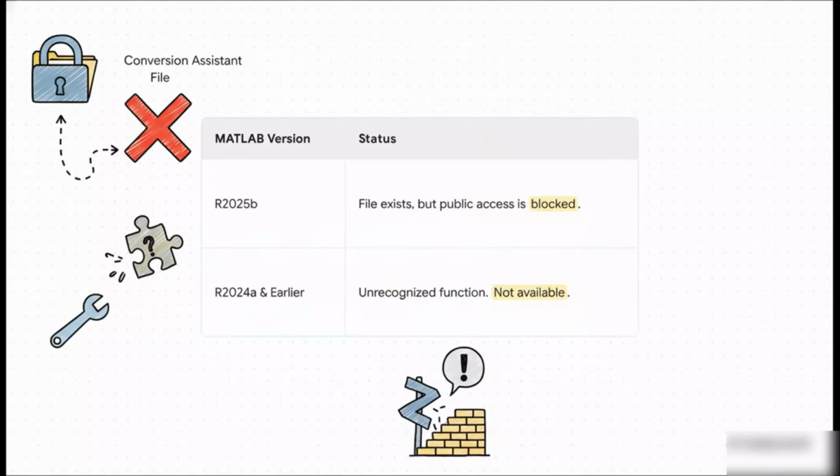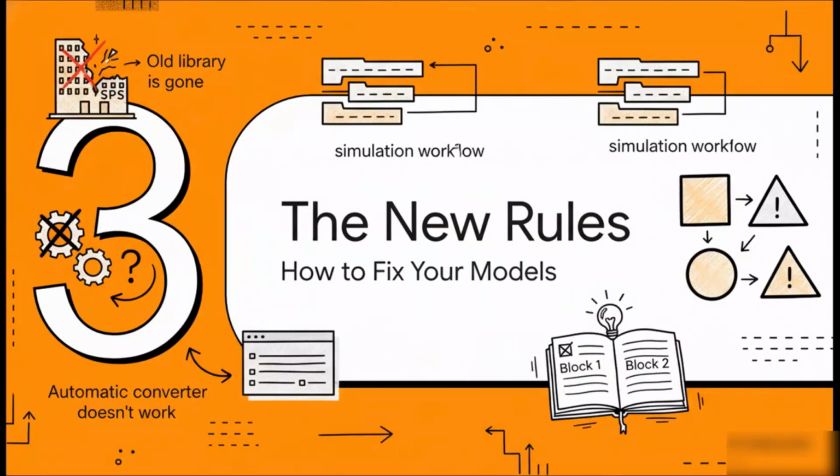In R2025b, the file for that conversion assistant is physically there on your computer, but MathWorks has blocked public access, which makes it totally unusable. And if you go back to an older version of MATLAB to try and find it, it's not even there. So that automated helper the error message points you to is a dead end. So if the old library is gone and the automatic converter is a ghost, what's the solution? Well, you have to learn the new rules of simulation.